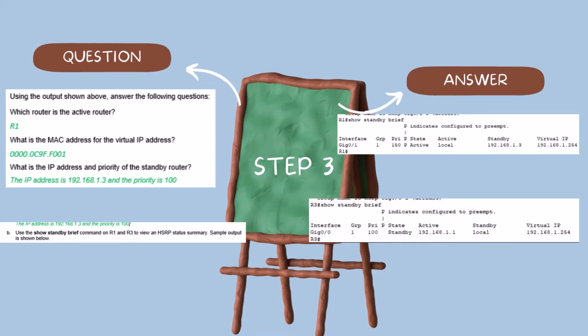Yang atas ni adalah untuk router 1. So router 1 ni aktif. Dia punya standby IP adalah 192.168.1.3. Virtual IP adalah 192.168.1.1. Dia punya priority dia adalah 150 untuk router 3.